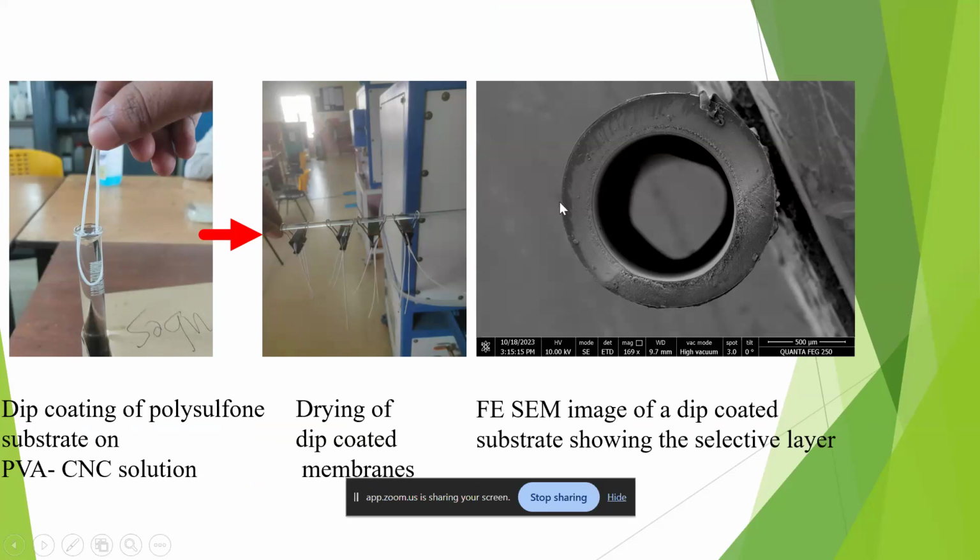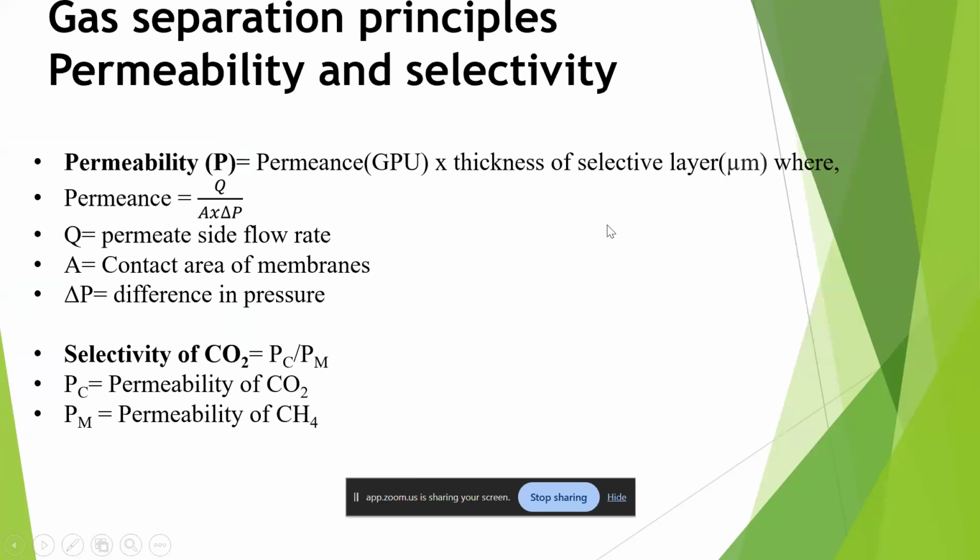So we actually purchased the hollow fibers. We did not spin the hollow fibers. We made the composite, and we dip coated, dried, and then conducted the experiments. So this was the dip coating, the drying. This is the permeability and the selectivity equation that was generally followed, and the major parameters which are affecting the permeance as well as selectivity.